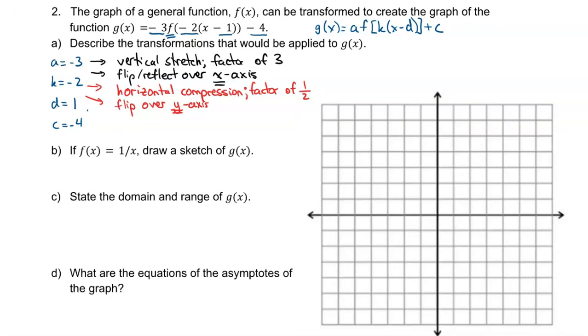All right, so now we move on to d. d is equal to 1, and that means it's going to shift 1 unit to the right. d is always a shift left to right. And the c value, which is the very last value, is going to shift it 4 down. That's always going to be a shift up or down. In this case, being negative, it's shifting 4 down.